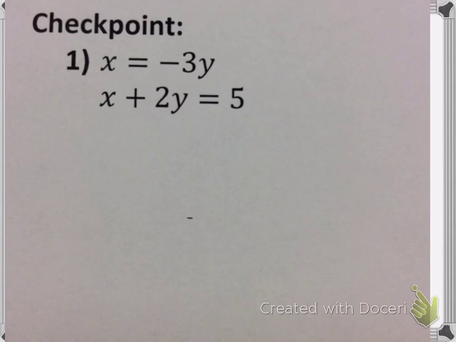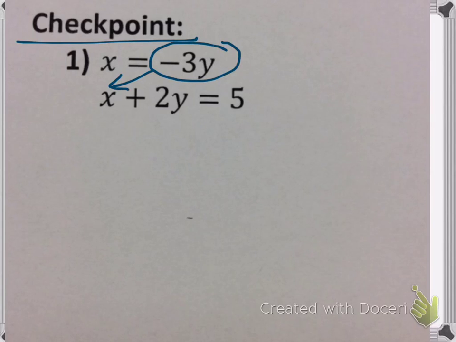Okay, so this one is a checkpoint, which means you need to try it on your own. So pause the video right now and try this on your own, and then push play when you're ready to see the solution. So this particular problem is solved for x. We're going to take that negative 3y and substitute it in place of the x. So we're going to have negative 3y plus 2y equals 5.